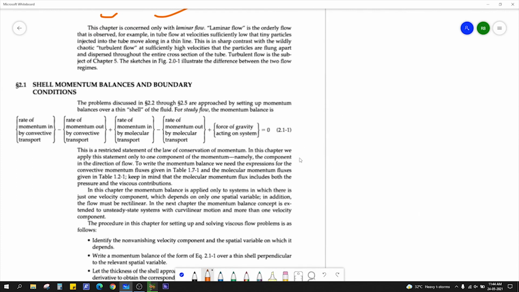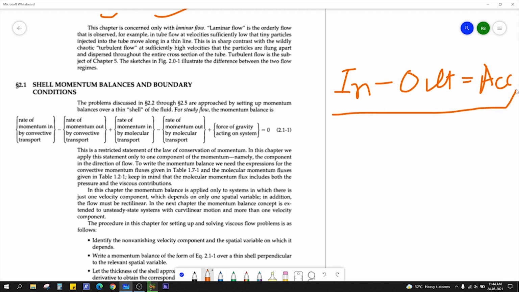So cell momentum balance is nothing but just balance of momentum, or you can say conservation of momentum, or you can say force balance, right? So for any balance, we have the general equation: in minus out is equal to accumulation. Okay, for a general mass balance, we have this general formula: in minus out is equal to accumulation.